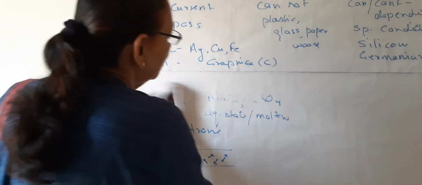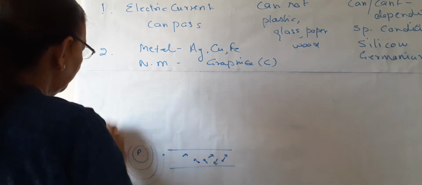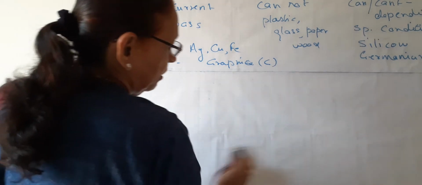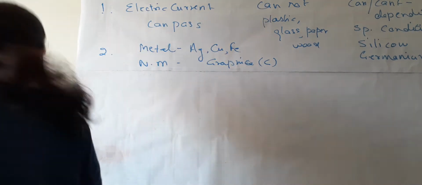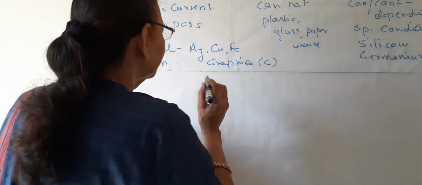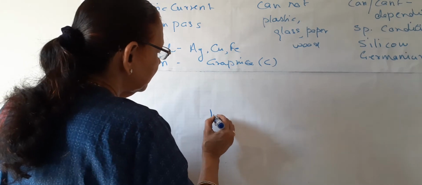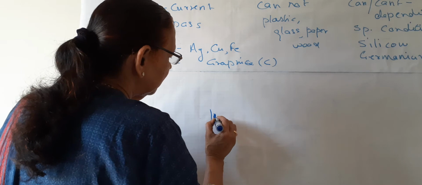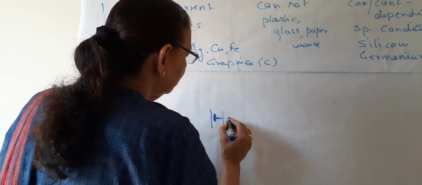So now I will tell you about a small electric circuit. What is an electric circuit? This is the most basic, simple electric circuit I am making. This is one cell. This is the second cell.